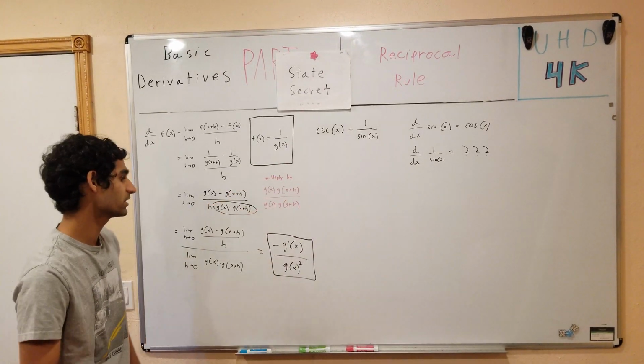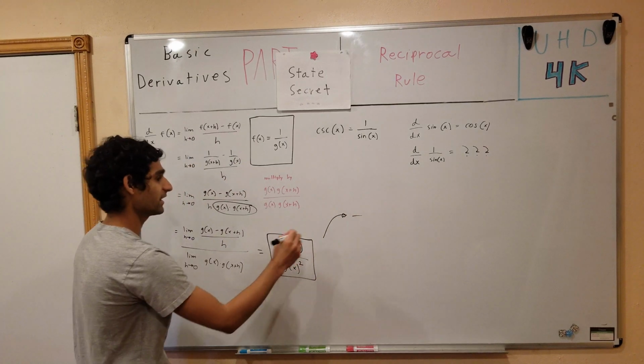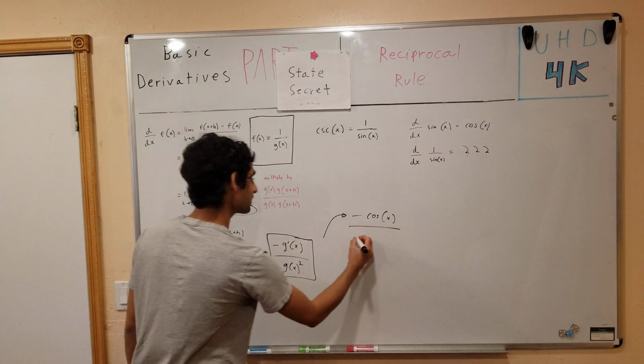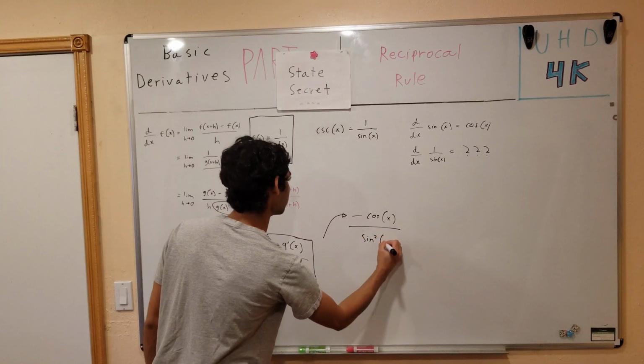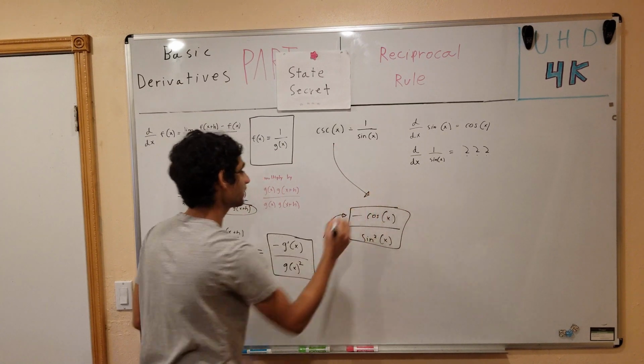Let's apply it to cosecant. So over here we need to do the negative derivative of sine x. So that's negative cosine of x divided by sine squared of x. And this over here is going to be the derivative of the cosecant of x.